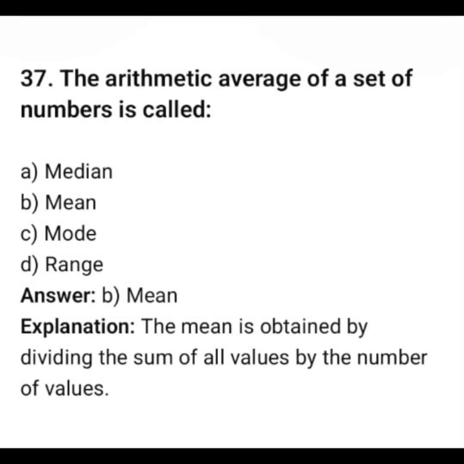The arithmetic average of a set of numbers is called: median, mean, mode, range. The correct answer is option A, mean. The mean is obtained by dividing the sum of all values by the number of values.